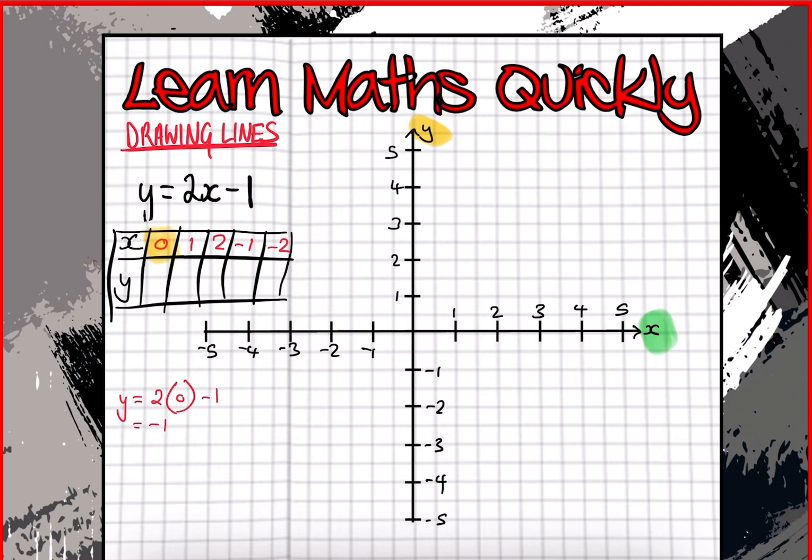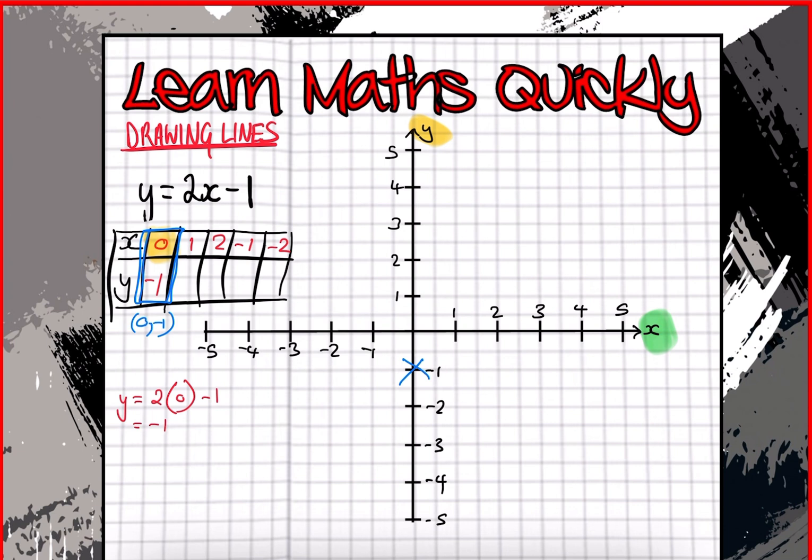So y equals -1. Now this bit, which I've just put a blue box around, is actually our very first coordinate that we can plot, which is (0, -1). So I can plot that point on our grid. So (0, -1) is there where I've put the blue cross.